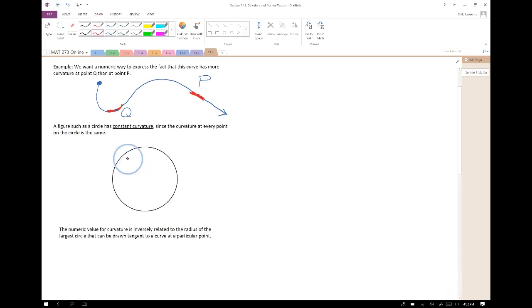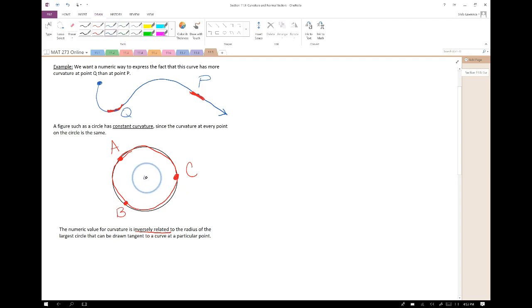A figure such as a circle has constant curvature, because the curvature at every single point on the edge of the circle is exactly the same. And the way that I know that is because the numeric value of curvature is inversely related to the radius of the largest circle that can be drawn tangent to a curve at a particular point. So if I wanted to find the largest circle tangent to point A, it would be this exact circle itself. And it would be the same thing for C and the same thing for B.